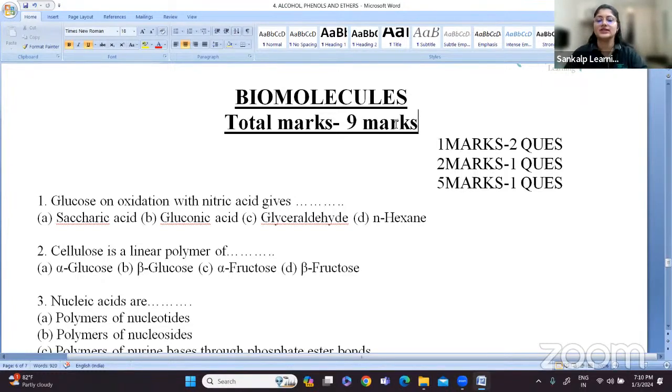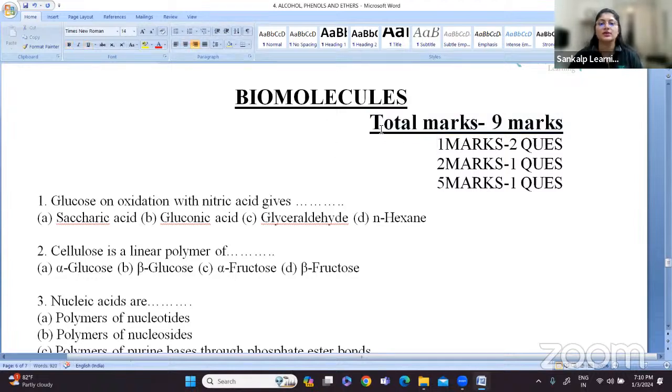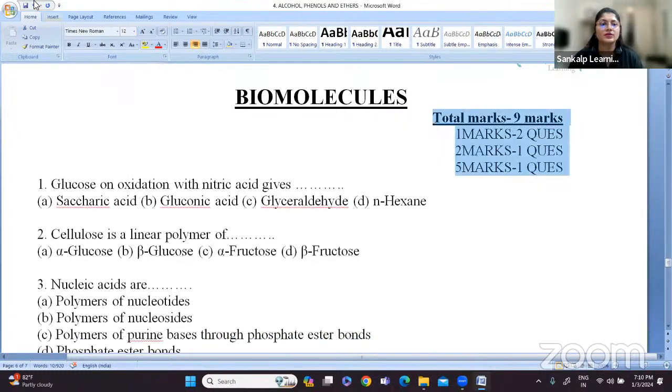What are biomolecules? They are the complex organic substances which build up the living organism. And why are they required? They are required for the growth and the maintenance of the living organism.